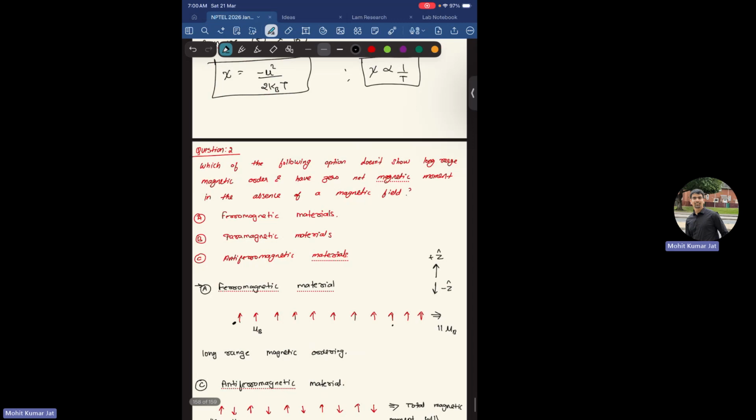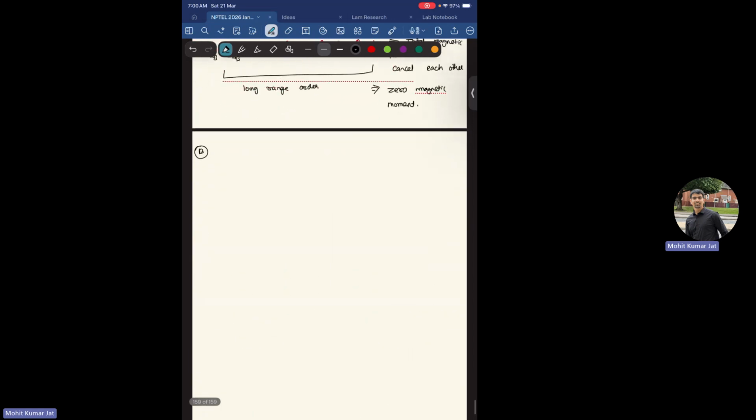Now let's analyze the option B, because the question asks for a system which does not show long range order and has zero net magnetic moment. So now let's analyze the paramagnetic material. So in this one, the spins are oriented. There will be short range magnetic ordering, but after that there will not be much ordering in the spin direction.